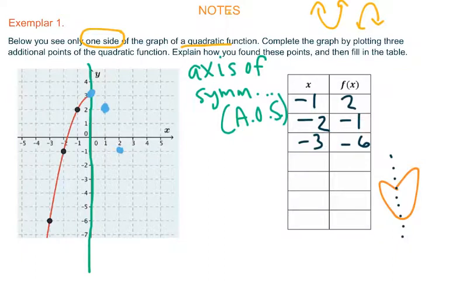We're going to follow that same tactic again. We have -3 and -6. My point is 3 values away from my line of symmetry. So I'm going to count 1, 2, 3 on the same y value because I want it to be symmetrical. And I'm going to plot my point here. And then we're going to connect this with a line.